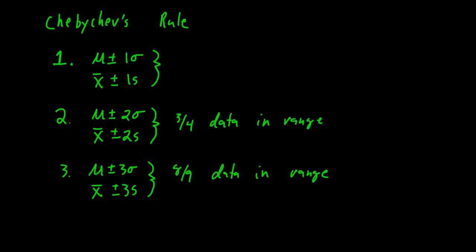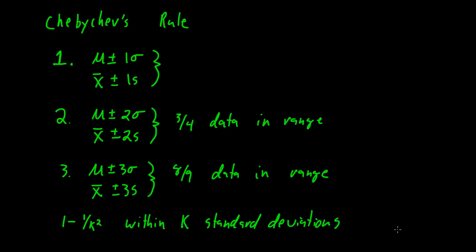And we can generalize this rule a little bit further. So our generalization is going to state that 1 minus 1 over k squared of our data is going to fall within k standard deviations. And this is Chebyshev's rule.